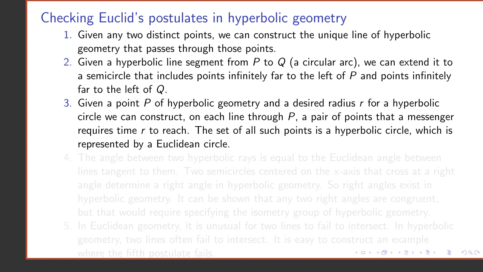If you give me a point and a radius, that is a travel time for a hyperbolic circle, I can do the same thing I did in spherical geometry. On any line through P, I can construct a pair of points that a messenger will reach after traveling in time equal to the radius of the circle. The set of all such points satisfies Euclid's definition for a circle, so it's a hyperbolic circle.